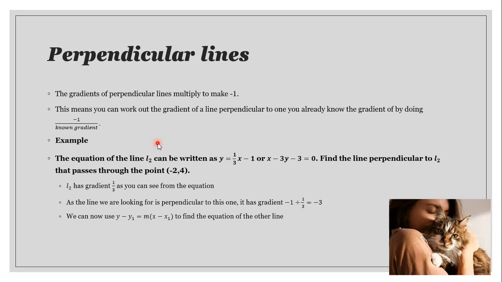We can now use this equation again to find the equation of the line because we have coordinates. So y minus 4 is equal to minus 3 lots of x minus minus 2, which is the same as y minus 4 equals minus 3x minus 6, which can be rearranged to give y equals minus 3x minus 2.